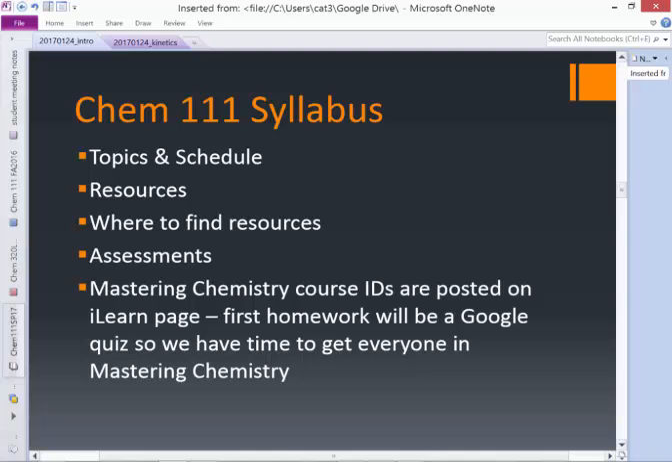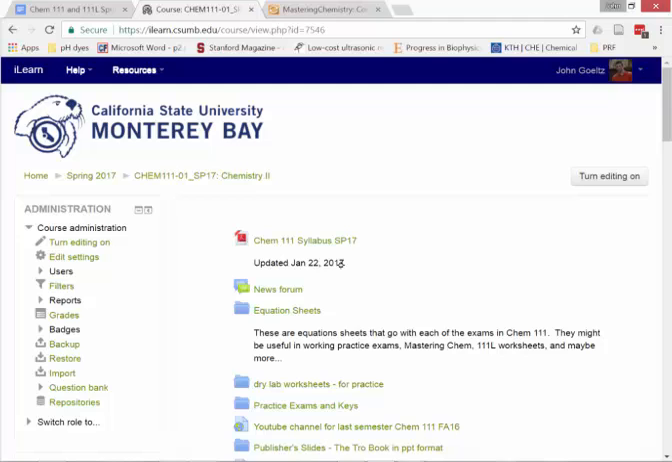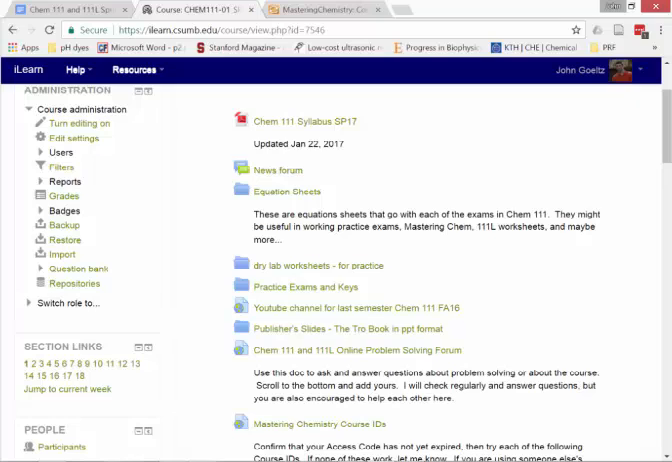Let's look at the syllabus just a little bit. iLearn, pictures of cats. What else? Hey, chemistry. Okay, syllabus is there. We also have a news forum where I will send emails like, hey, I screwed this up. It's actually due next Tuesday. Things like that. It's usually pretty mechanical things that come on the news forum.